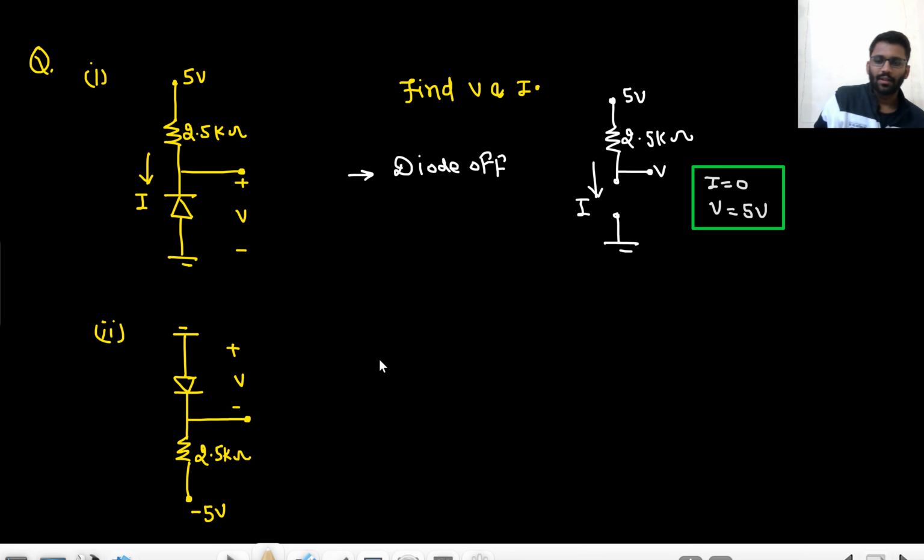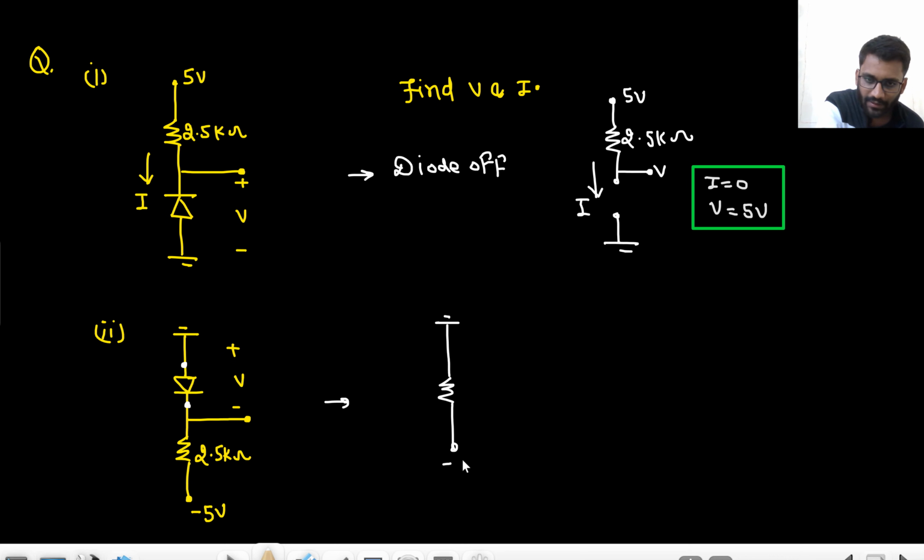Okay. Now what about this? Here, what will be the condition of the diode? The diode will be on here because this is 0 and this is minus 5. Here, if you apply the open circuit test, this is 0, this will be minus 5. At this potential you will have minus 5 if you apply the open circuit test here. Right? So this will be on minus 5, so the diode will be on. Okay, so the diode is on.